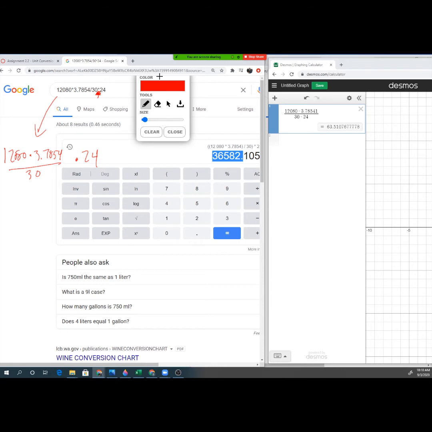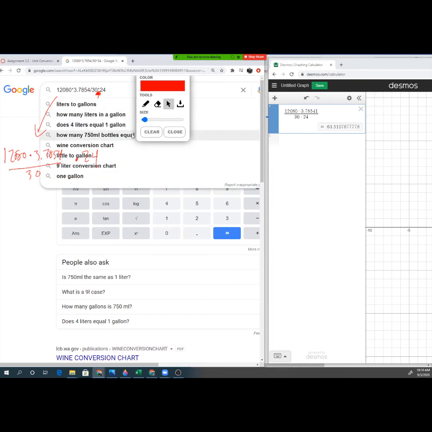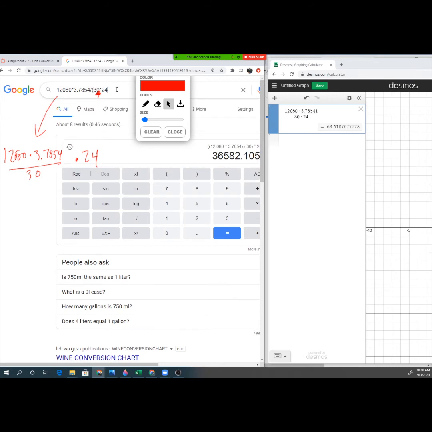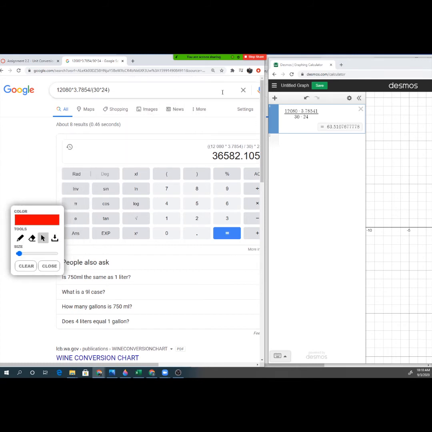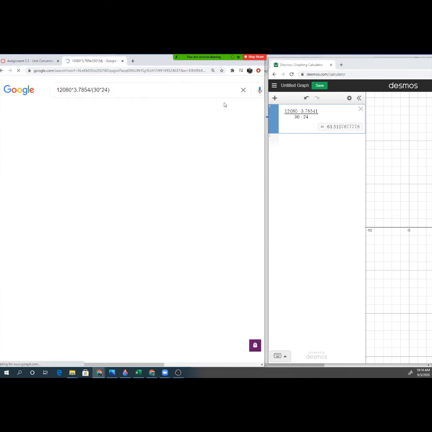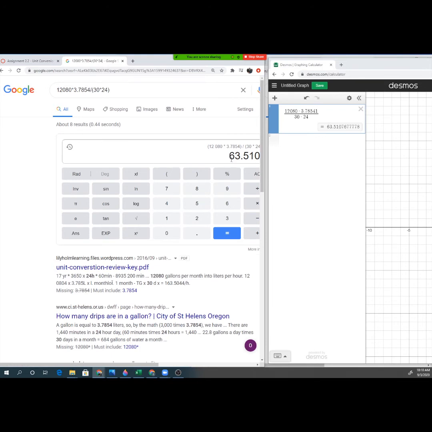So the way to get around it, if you're using a Google type calculator, is just to add parentheses, especially to the thing that's in the denominator. Because when I add the parentheses and try again, it gets me the answer that I want.